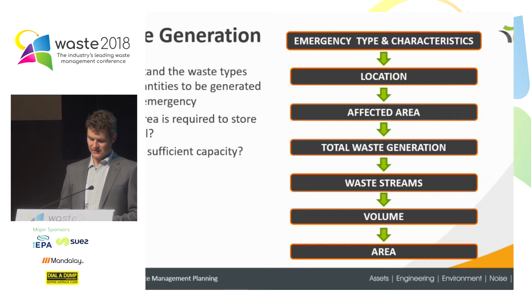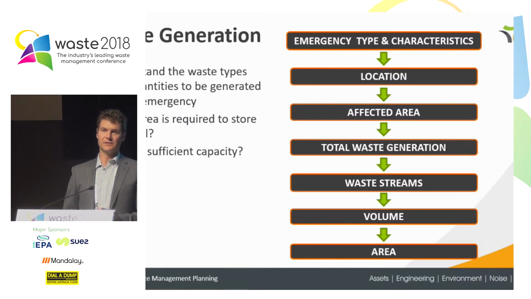And following this, then the model spits out the likely types of waste, the volumes of those waste and recyclables as well, the area required to store that material, all based on adopted densities and compaction ratios and that kind of thing for different types of events. So if it's a flood, then obviously a lot of the material will be more saturated, so there's a greater density in that material.